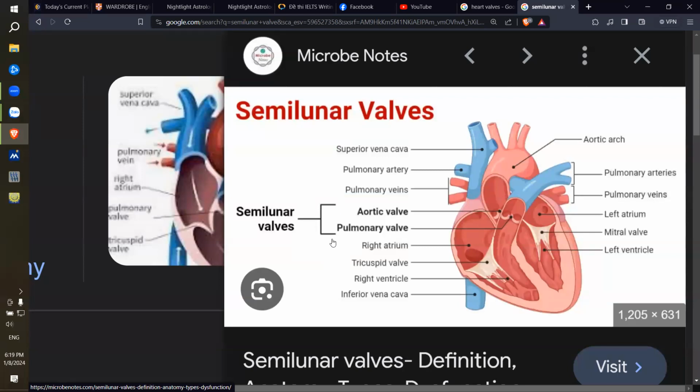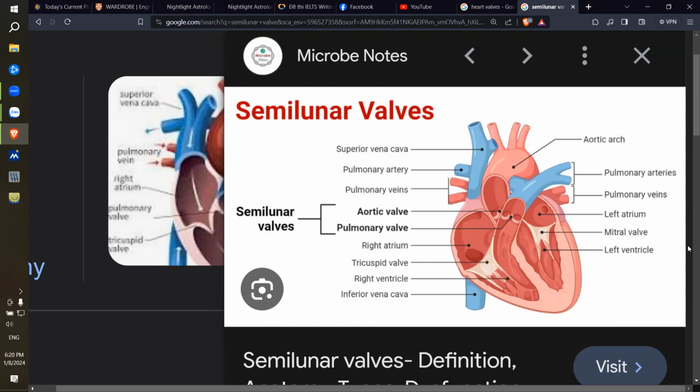The semilunar valve is half of the moon. Okay, so we have the aortic valve and the pulmonary valve, these two. The aortic valve prevents blood from flowing back into the left ventricle. And the pulmonary valve prevents blood from flowing back into the right ventricle. So there are four valves in the heart that you have to know. Okay, very good. What else then?